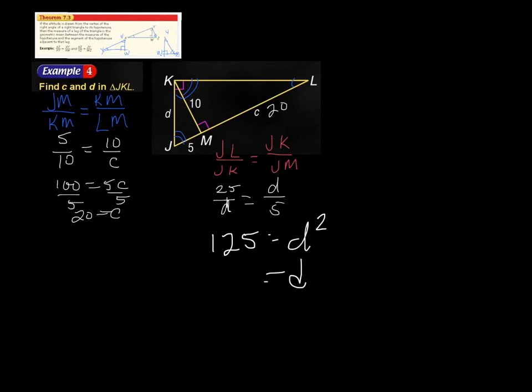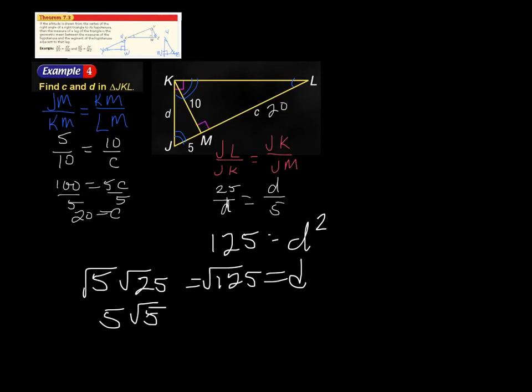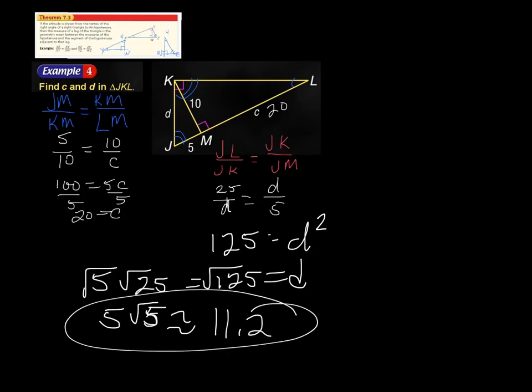Take the square root of both sides, and the square root of 125 we could simplify to 5 times the square root of 25. And I know the square root of 25 is 5. I'm getting ahead of myself. So it simplifies down to exactly 5 square root of 5. And if you use the approximate button on the calculator, that'll be about 11.2, rounding to the nearest tenth.